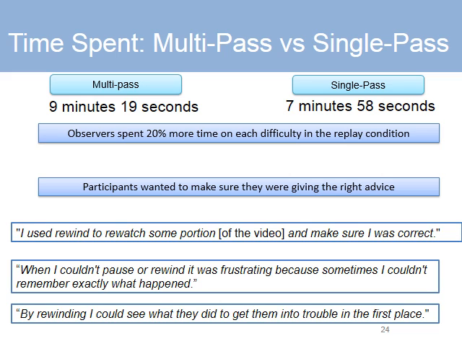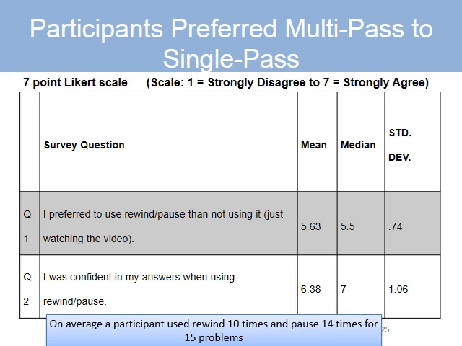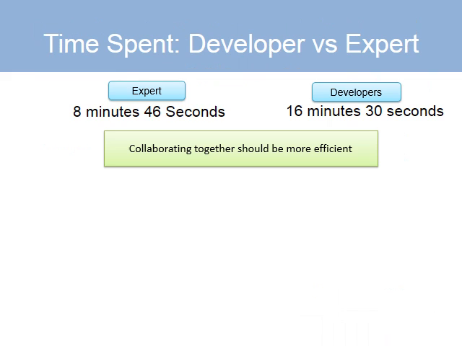And the reason they spent more time was because they wanted to make sure they were giving the right advice. And here are some comments to show why they used multipass mechanisms. Okay, and they were also asked to evaluate which mechanism they preferred, and they overwhelmingly preferred the multipass mechanism. Okay. Also, it's interesting to compare the time the expert spent solving difficulties, as opposed to the person in difficulty.